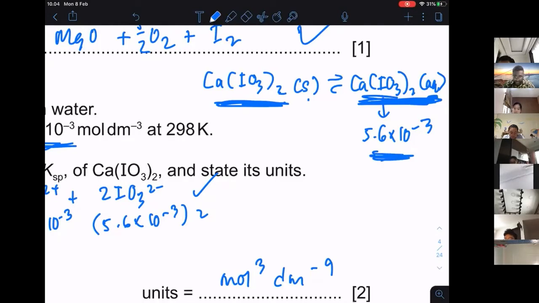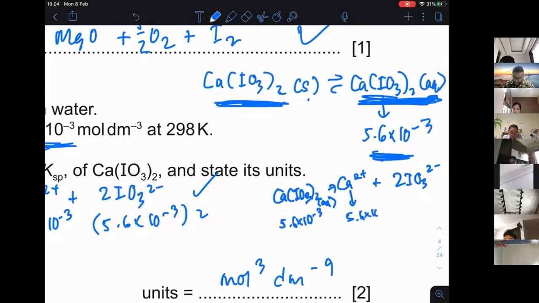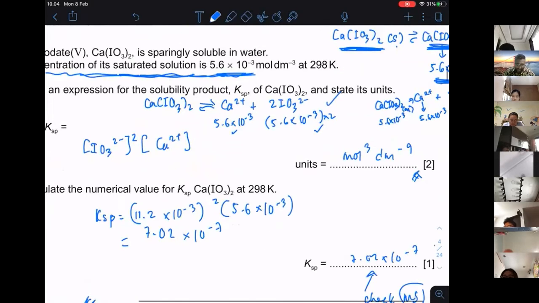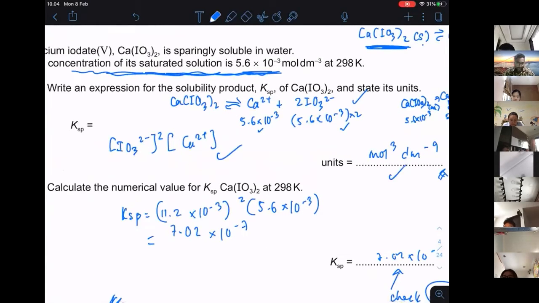So this one can actually change into calcium 2+ and IO3 2- over there. Do remember, if I have this aqueous changing into that, if this is 5.6 times 10 negative 3, this one will be 5.6 times 10 negative 3 also, aqueous. But this one is going to be 2 times 5.6 times 10 negative 3. Please remember how to do this, okay? That's the reason why this one is 5.6 and this one must be times by 2. So the expression is quite easy, the unit is quite easy.